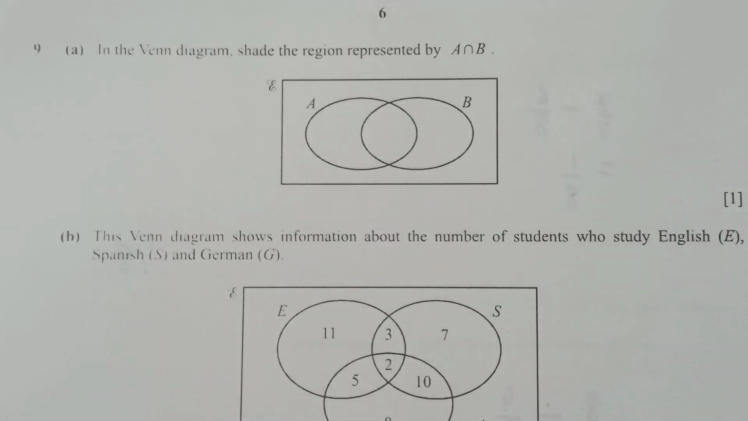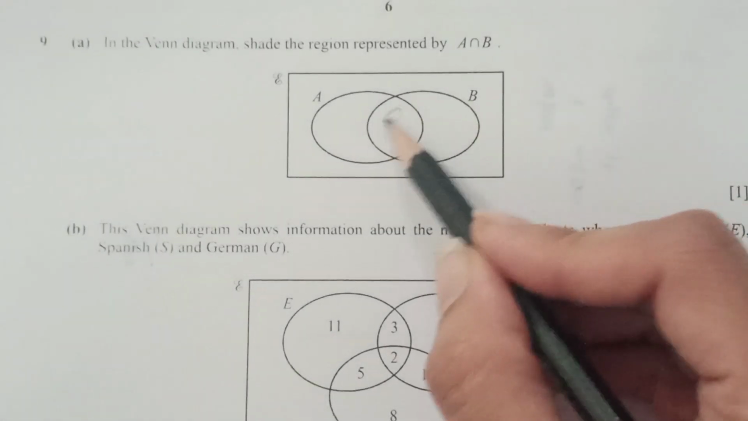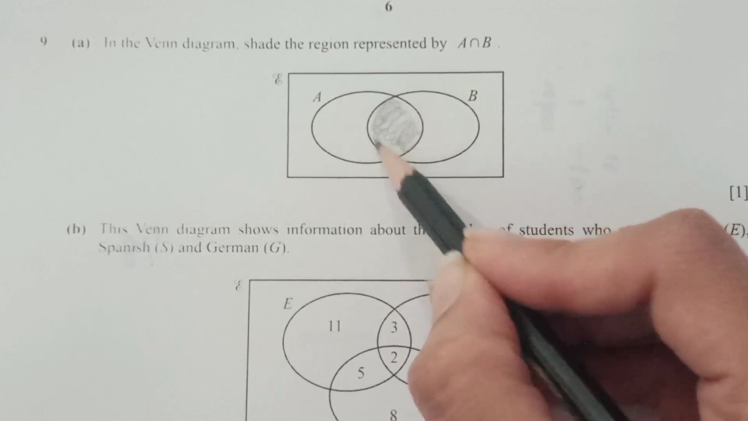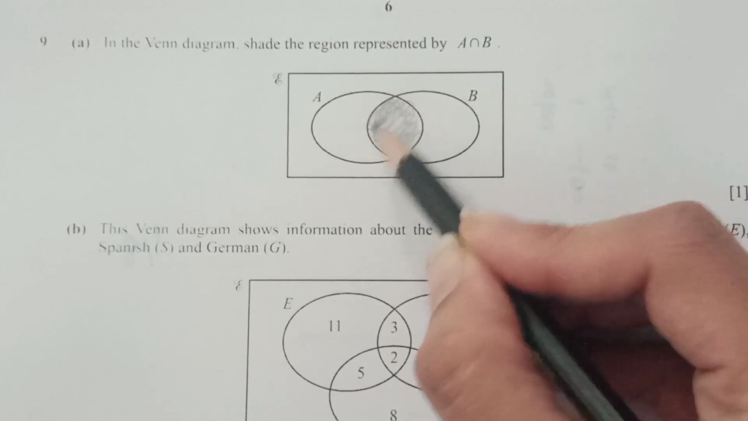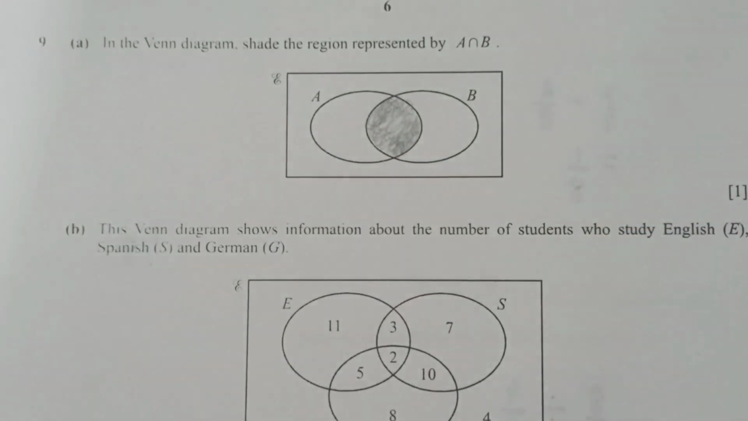Now students, question number 9, A part. In a Venn diagram, shade the region represented by A intersection B. That is the intersection. We know that the common part is the intersection and we have to shade this region. Now students, question number 9, A part is solved.